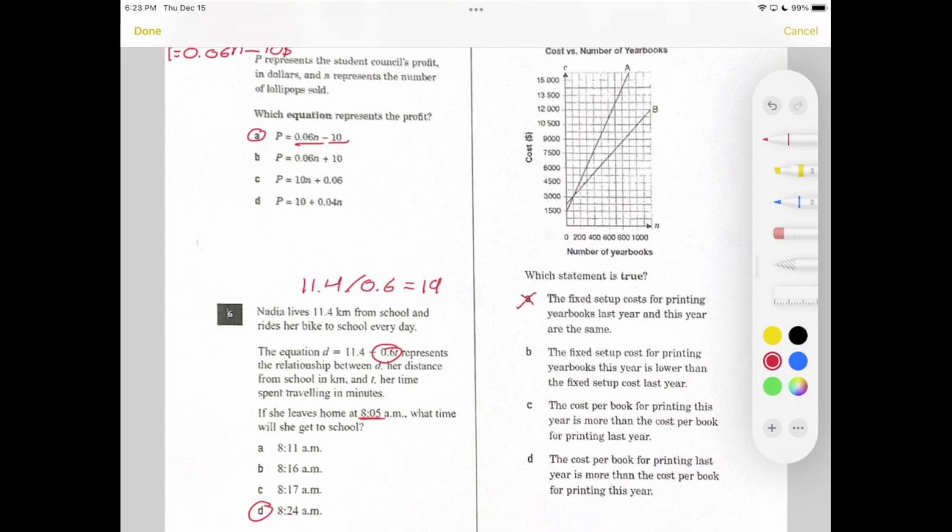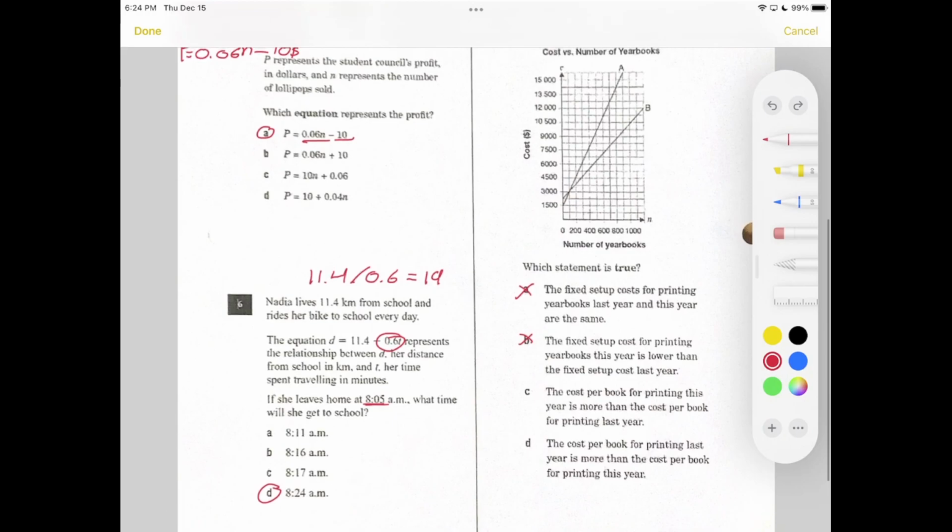The fixed setup cost for printing yearbooks this year is lower than the fixed setup cost of last year. And we also know this is not true, because basically we know that it costs more to print every yearbook last year than this year, right? But the setup costs more this year, right? So we can cross that out.